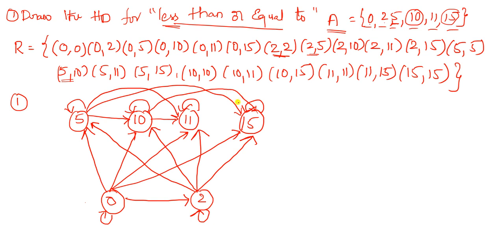10 15 and 10 11 is done. Next, 11 to 15, okay, and 15 15 is written. So this is the diagram we have. This is the first step, okay.